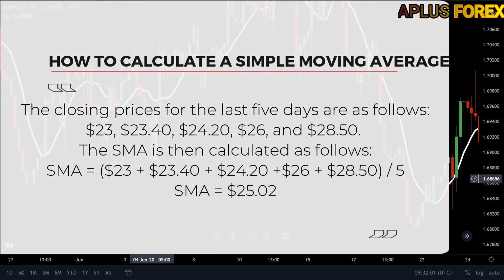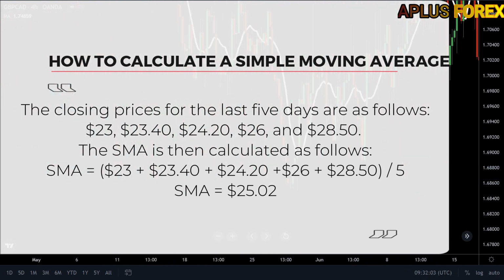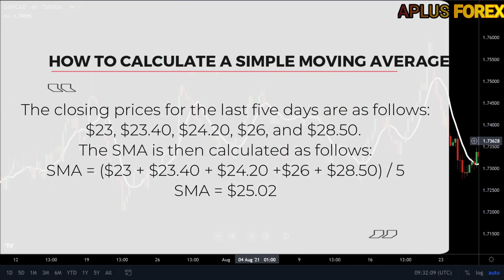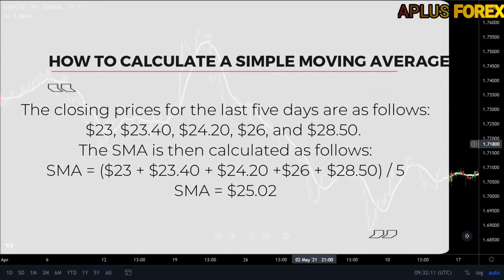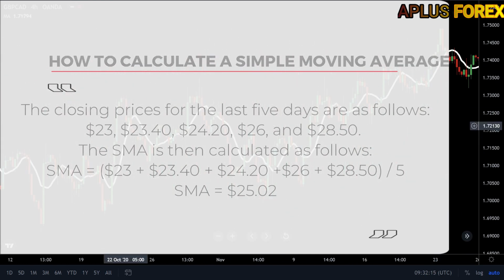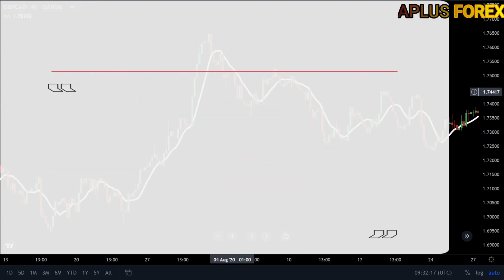The simple moving average is then calculated as follows. So the simple moving average will be 23 plus $23.40 plus $24.20 plus $26 plus $28.50. Then you divide the total by 5. So the simple moving average will be $25.02.